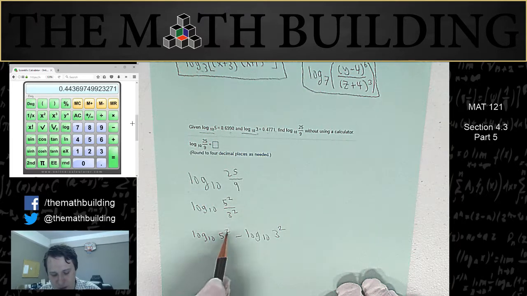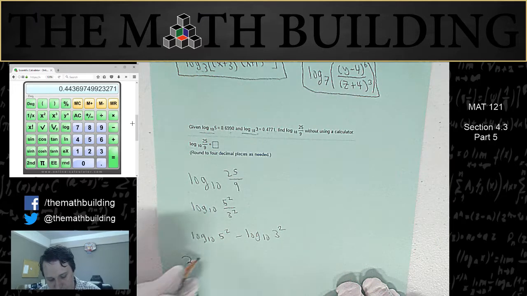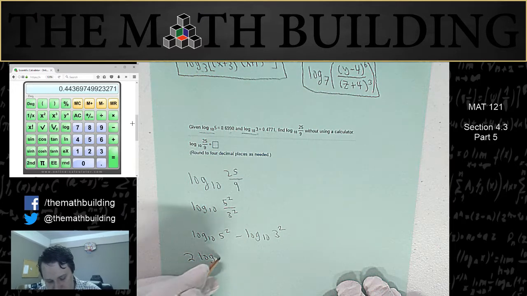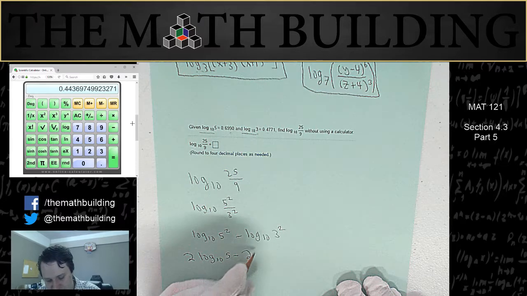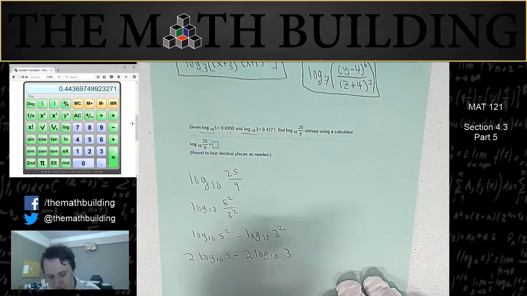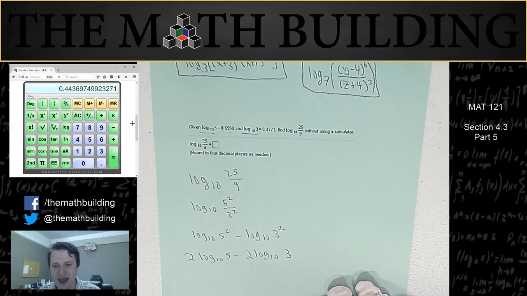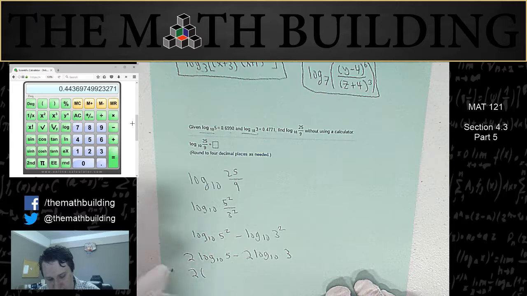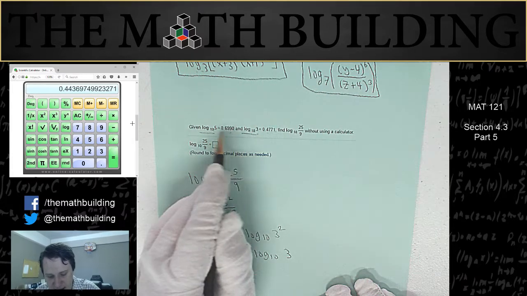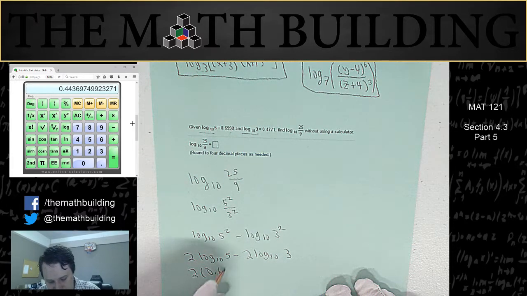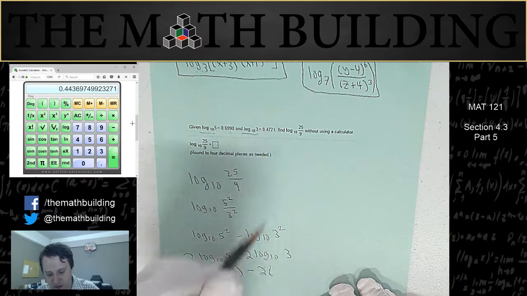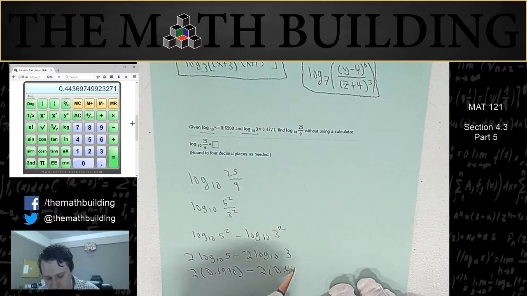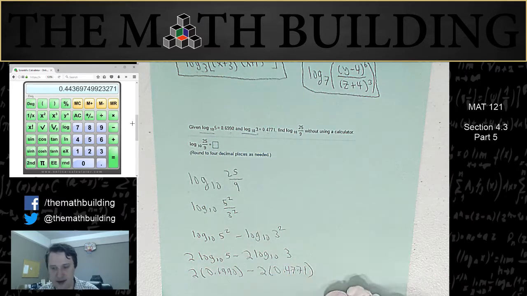And now finally, we have one more thing we can do. We can bring down those powers. So 2 times log base 10 of 5 minus 2 times log base 10 of 3. And now that we've done that, now we can do this without a calculator. So in other words, it'll be 2 times, they tell us that the log base 10 of 5 is 0.6990, minus 2 times log base 10 of 3, which is 0.4771. So if we crunch that on our calculator, we should get an answer.